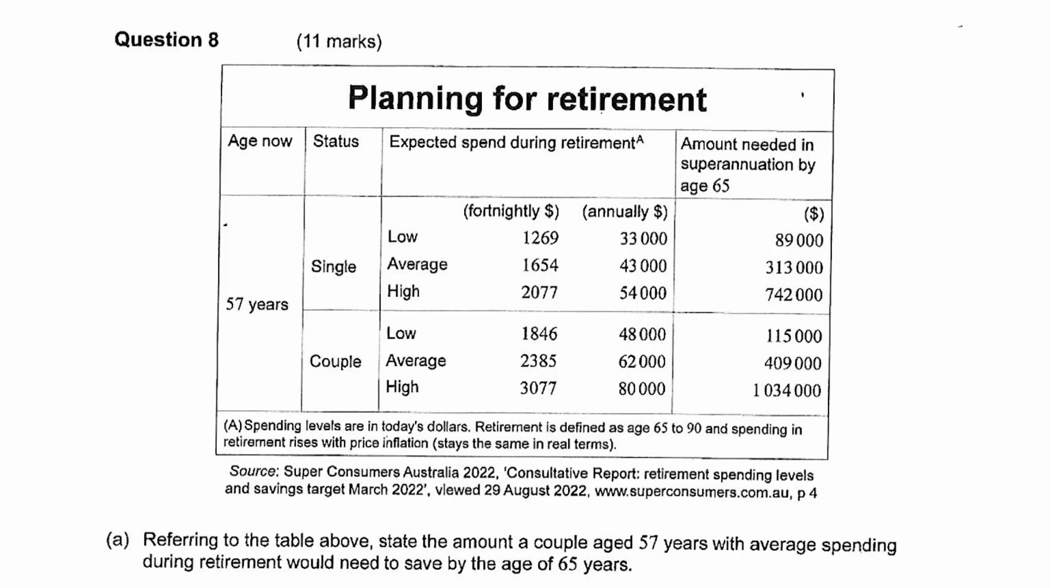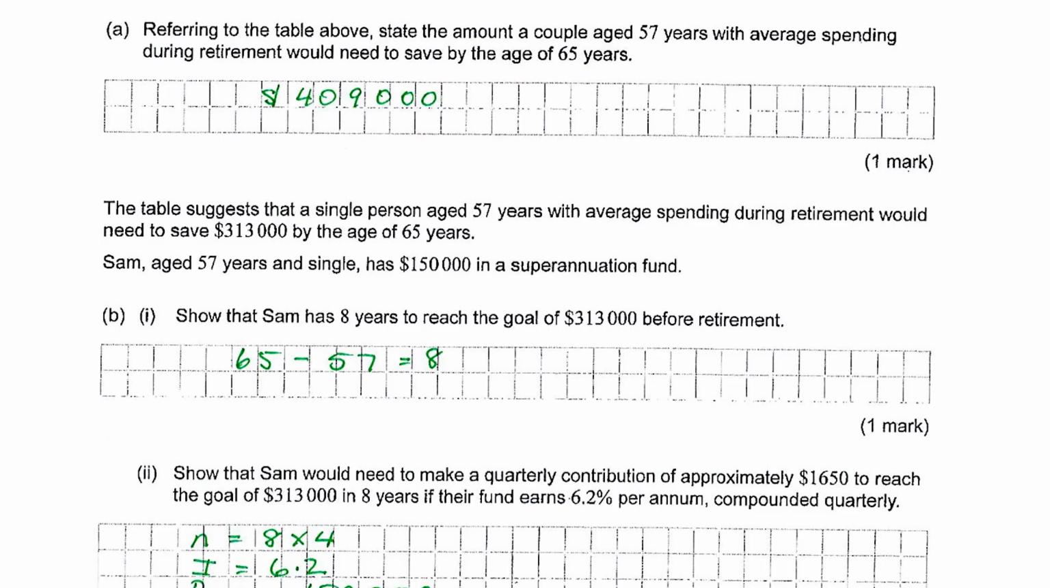So that's the end of question 7. Amazing. Then question 8. I saw the table and started to panic. I thought my students would never be able to interpret that. That's a lot of information. Part A was done surprisingly well, overwhelmingly correct, which is awesome. For part B, show that Sam has 8 years to reach his goal. 65 minus 57 is good.